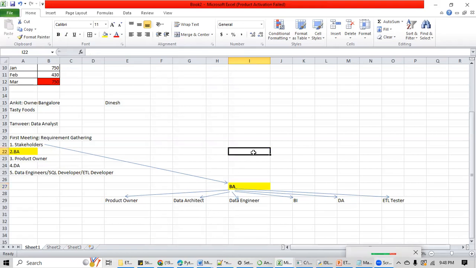That is why nowadays you will see they mention in the business analyst job description that you should know SQL, you should know ETL pipelines, you should know the basics of ETL architecture and all those things. Hope it is clear so far.